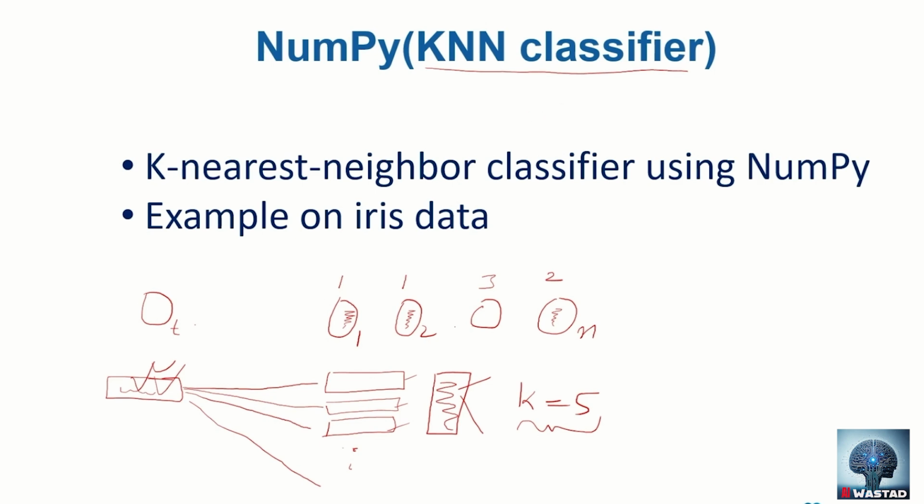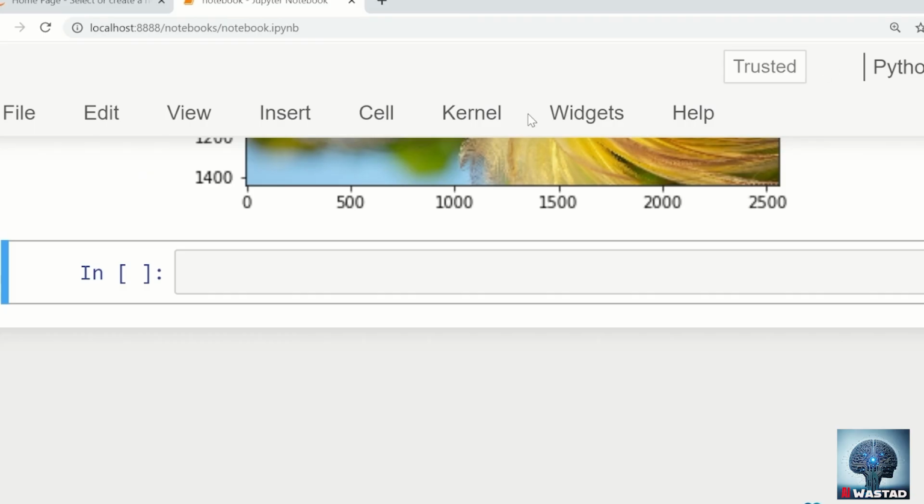So let's build this k-nearest neighbor classifier using NumPy from scratch, using whatever knowledge of indexing, universal functions, and axis dimensions we have so far. So let's build this one.